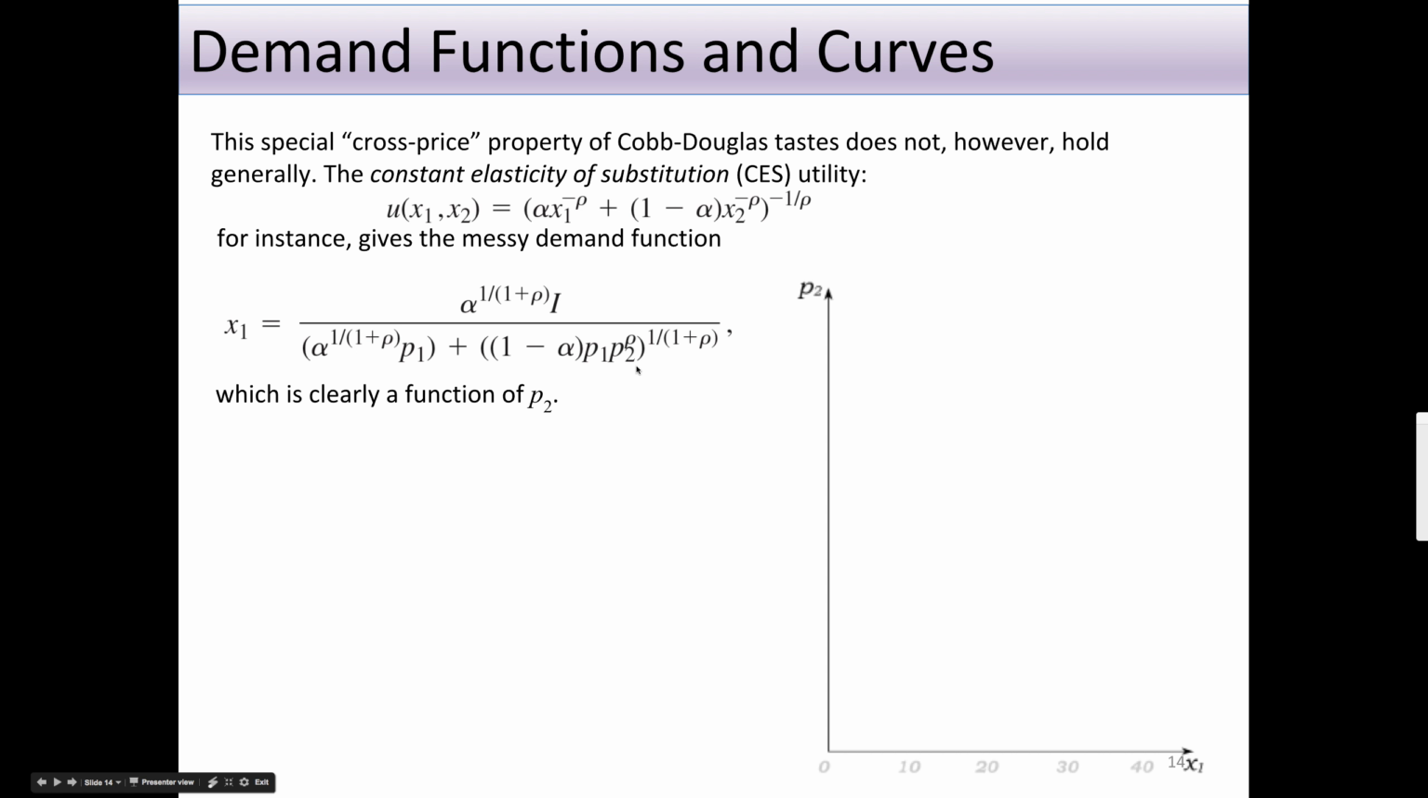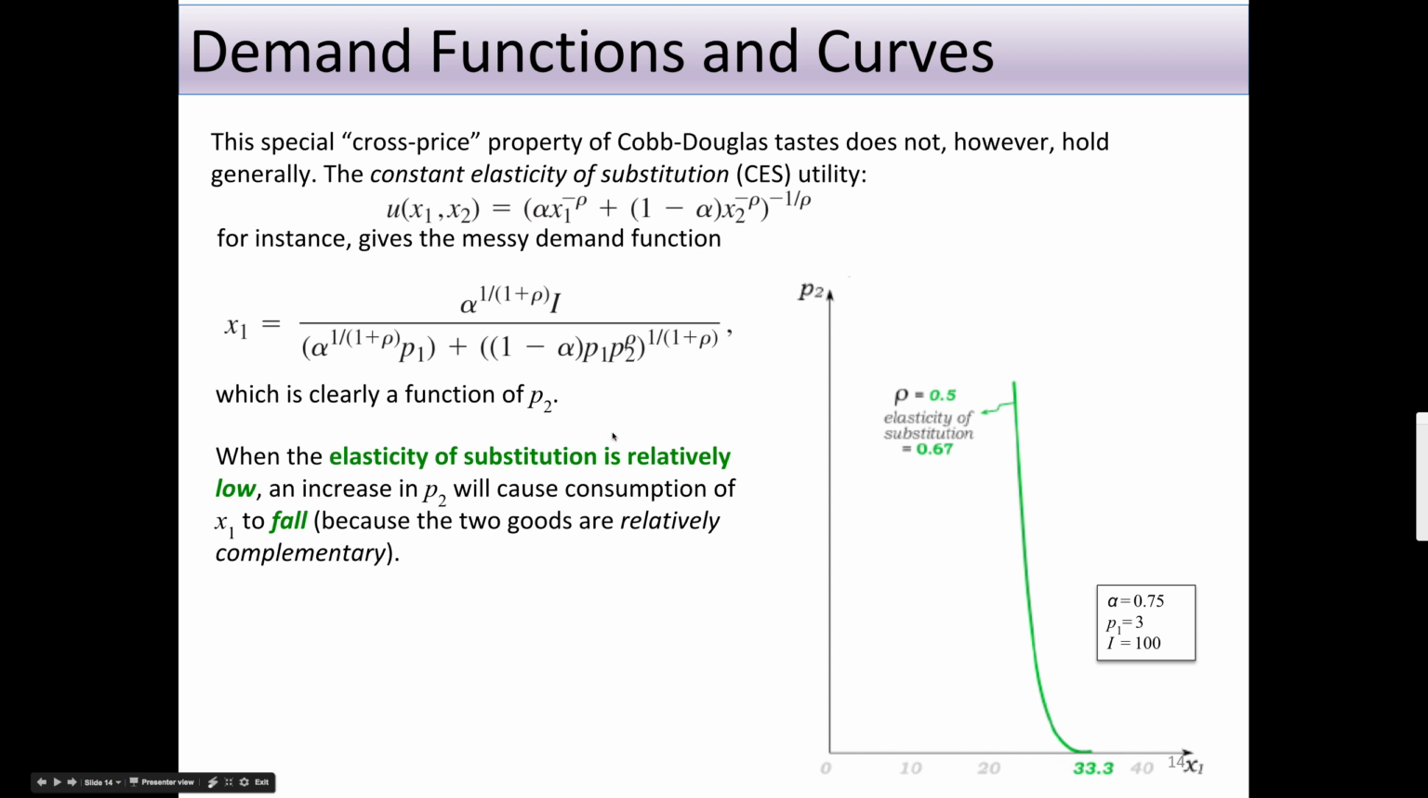But I do want you to notice that P2 does end up showing up right in here. You guys see that? Now, it's clearly a function of P2. It's kind of hard to figure out exactly what happens as P2 goes up or down, and it actually depends on this value for rho. If you recall, if in the CES utility function I set rho to 0, then I have Cobb-Douglas, and that will mean that this P2 term goes to 1, which means that we have no cross-price effect.